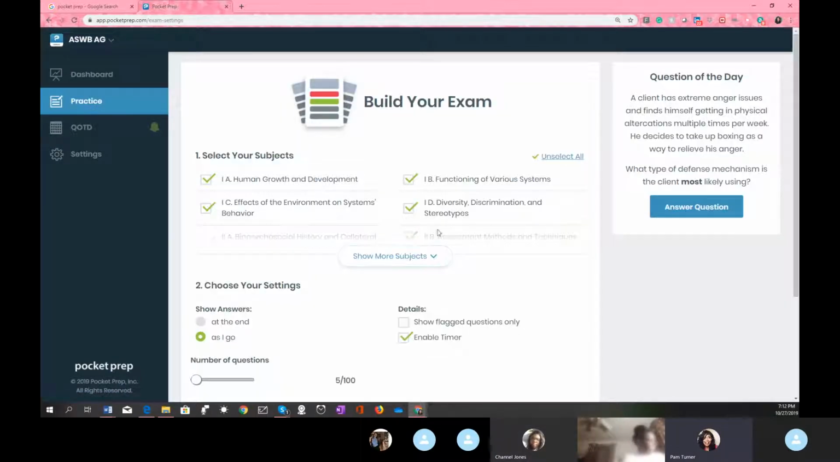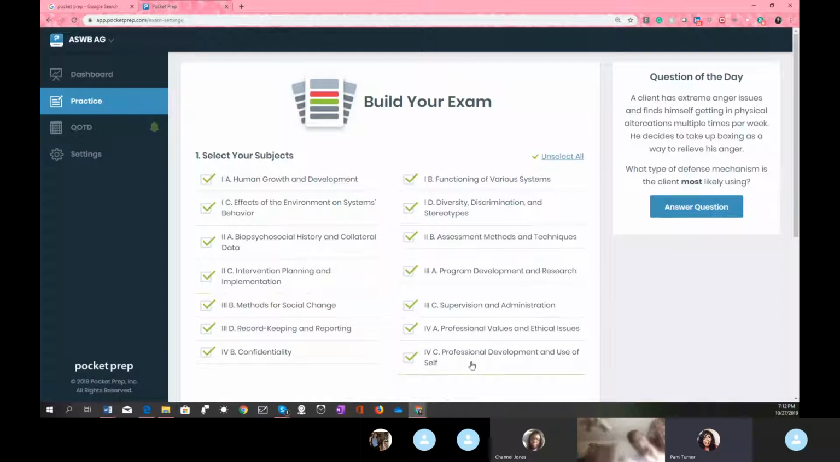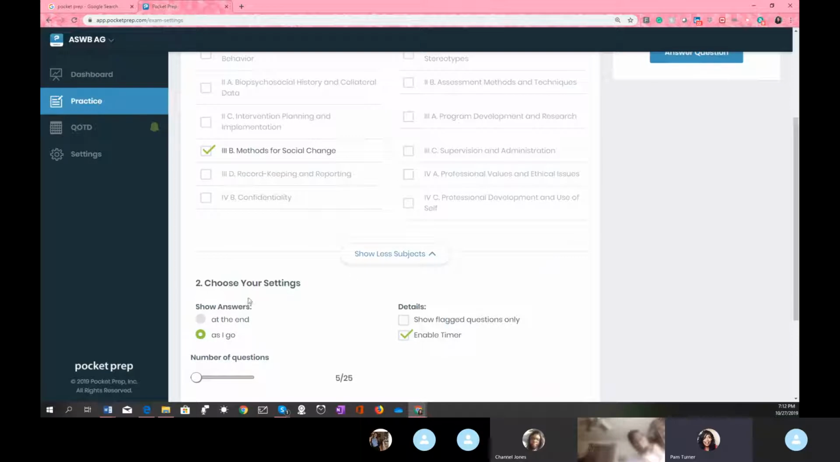If you use Pocket Prep, I own all of them, so I use the different ones, but I always suggest you narrow it down. It helps you work on one specific area. And this one has a really good subject on social change.